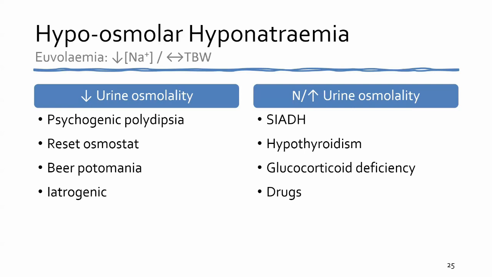Then we have something called beer potomania. This is a condition in which excessive intake of beer, in particular, which has a very low solute content, can result in a severe hyponatremia. And then iatrogenic through administration of things like 5% dextrose or inadvertent administration of half normal saline. Then euvolemic patients with raised urine osmolality can be things like SIADH, which we'll touch on, hypothyroidism, glucocorticoid deficiency, and certain drugs.